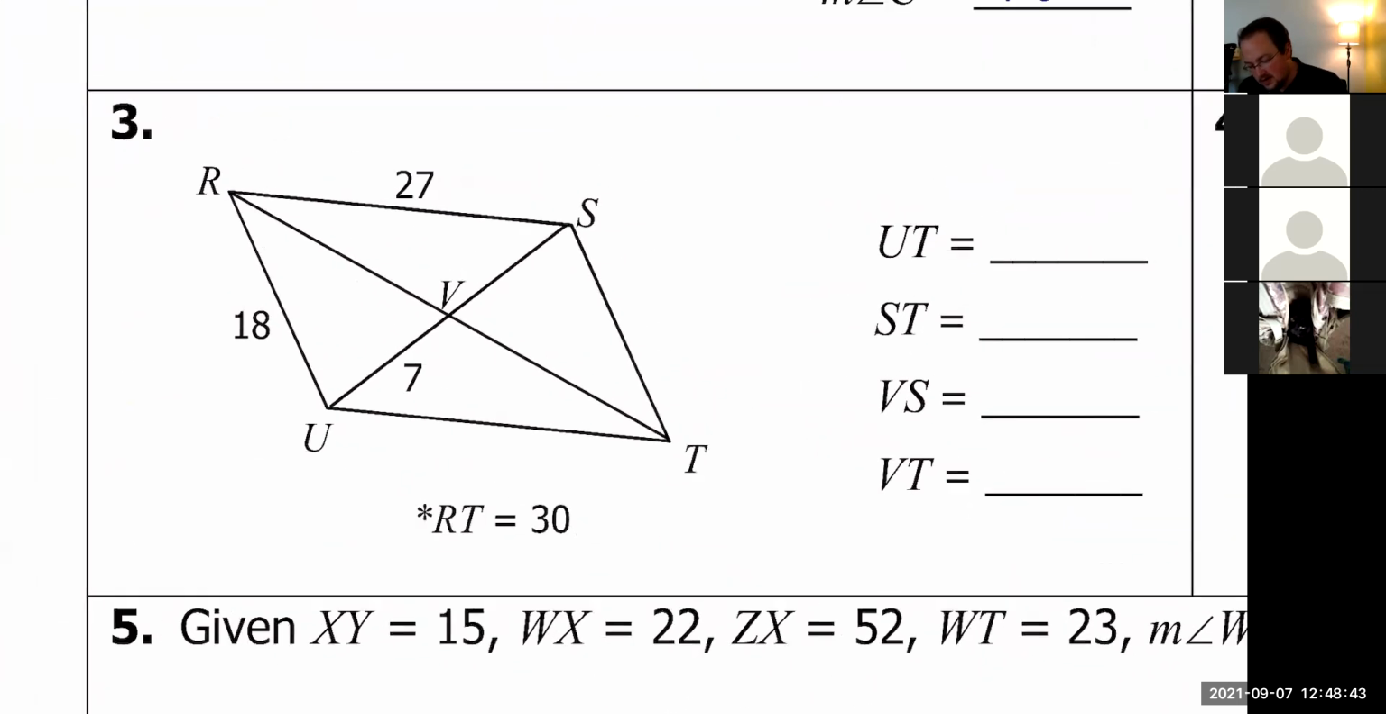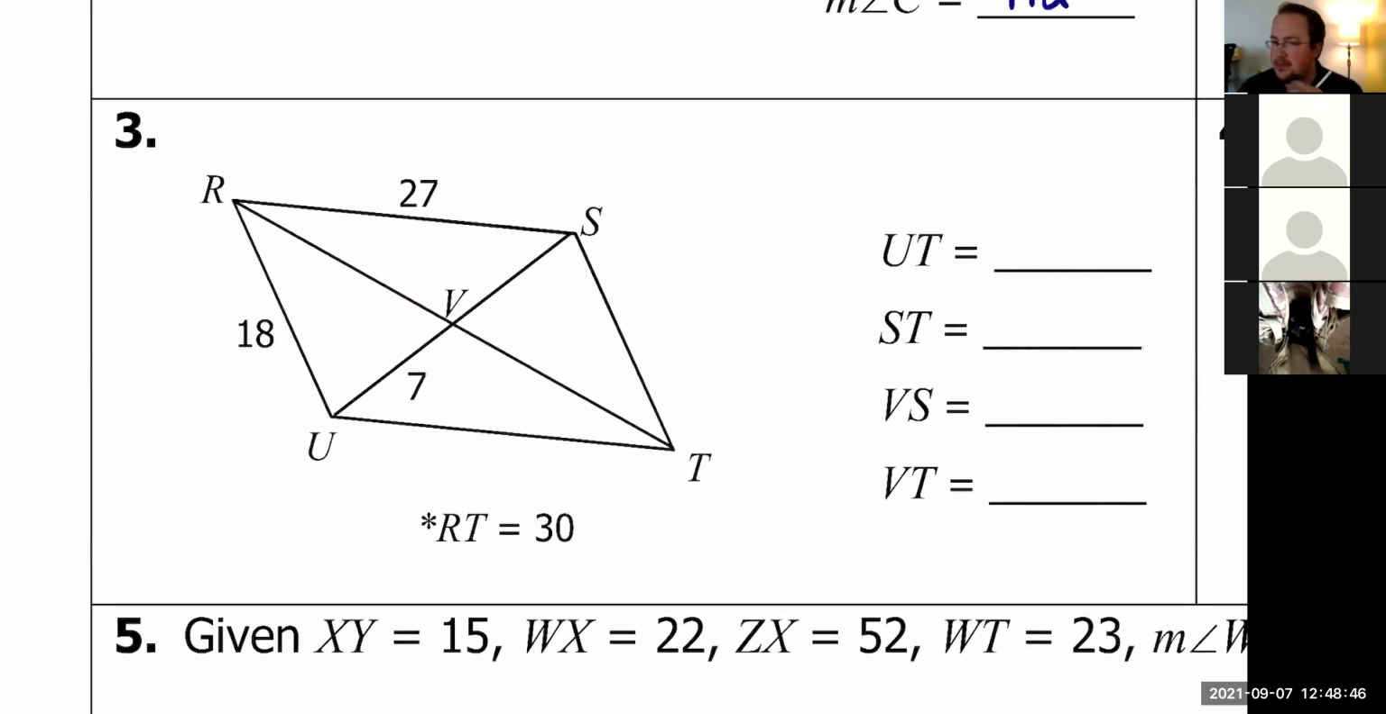Jumping down to number 3, slightly different information being presented to us. We have another parallelogram. This time, though, there are also the diagonals of this parallelogram drawn in here, which kind of gives us some more pieces to consider. And it's giving me some information here. First off, it tells me that RT is 30 units, or yeah, a length of 30, which is right in there if you need a visual aid to see where that's located. And then we have 2 of the sides of the parallelogram, 27 and 18. Doesn't look like we're finding any angles on this one, which is nice.